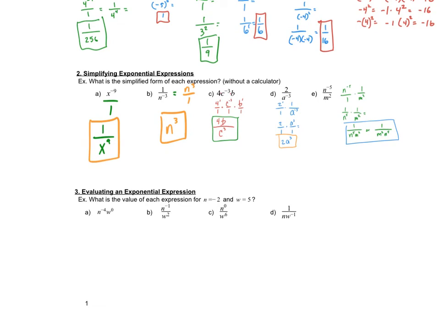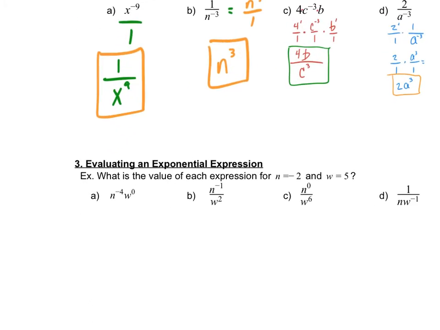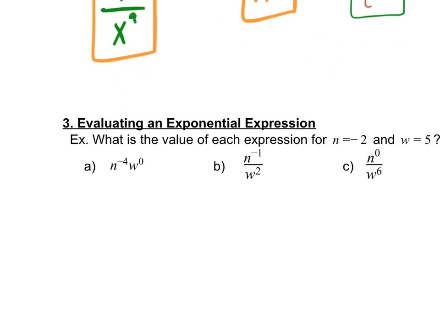Evaluating exponential expressions. Well, evaluating an expression is the same as it's always been. We take a value that they've given us and we substitute it in for a variable and then find the mathematical result. So it says, what is the value of each expression for n equals negative 2 and w equals 5? Well, here we go. I have an n and I have a w, and they've told me what n is supposed to be, and they've told me what w is supposed to be.